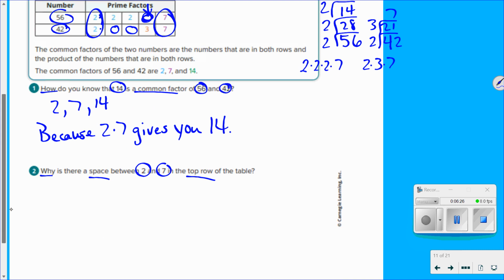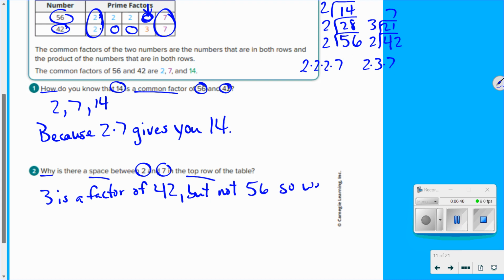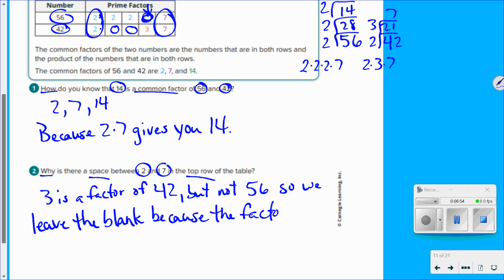Okay, so why is it blank? 3 is a factor of 42, but not 56. So we leave the blank because the factors are in order. Make sense? Give everybody a second to catch up on writing that.